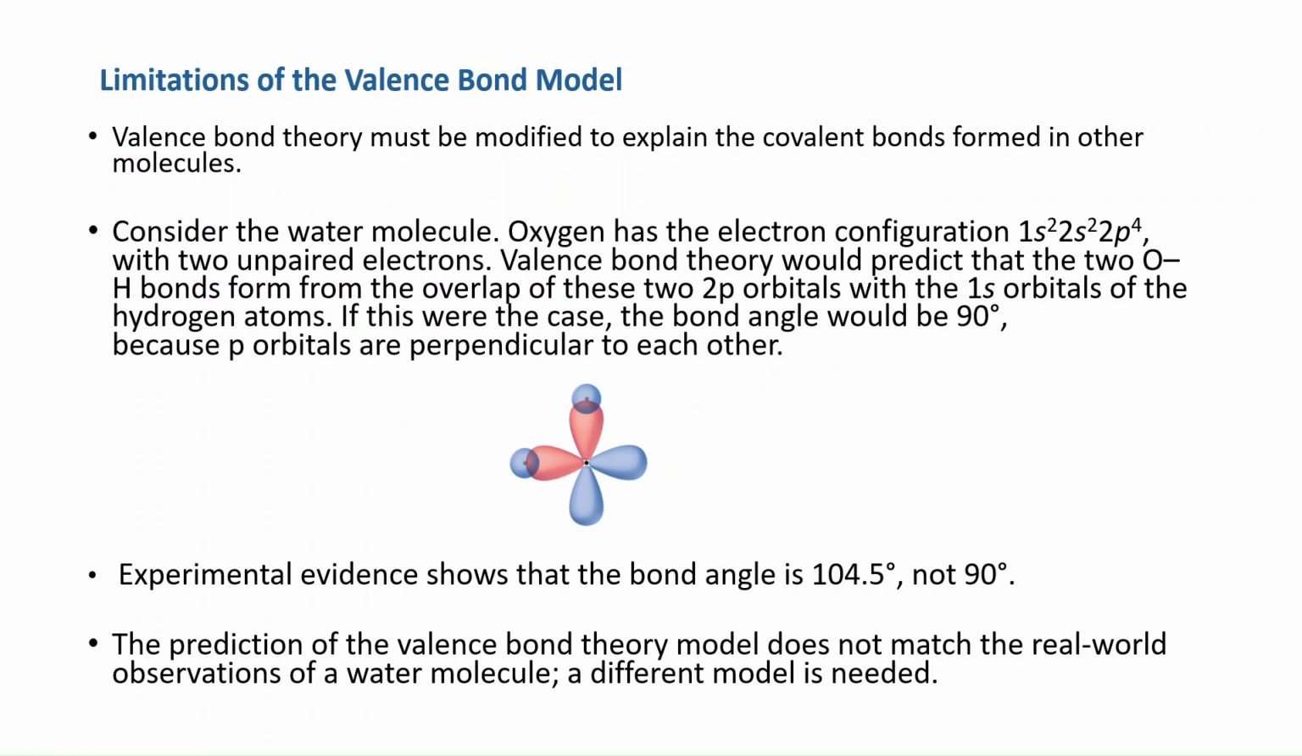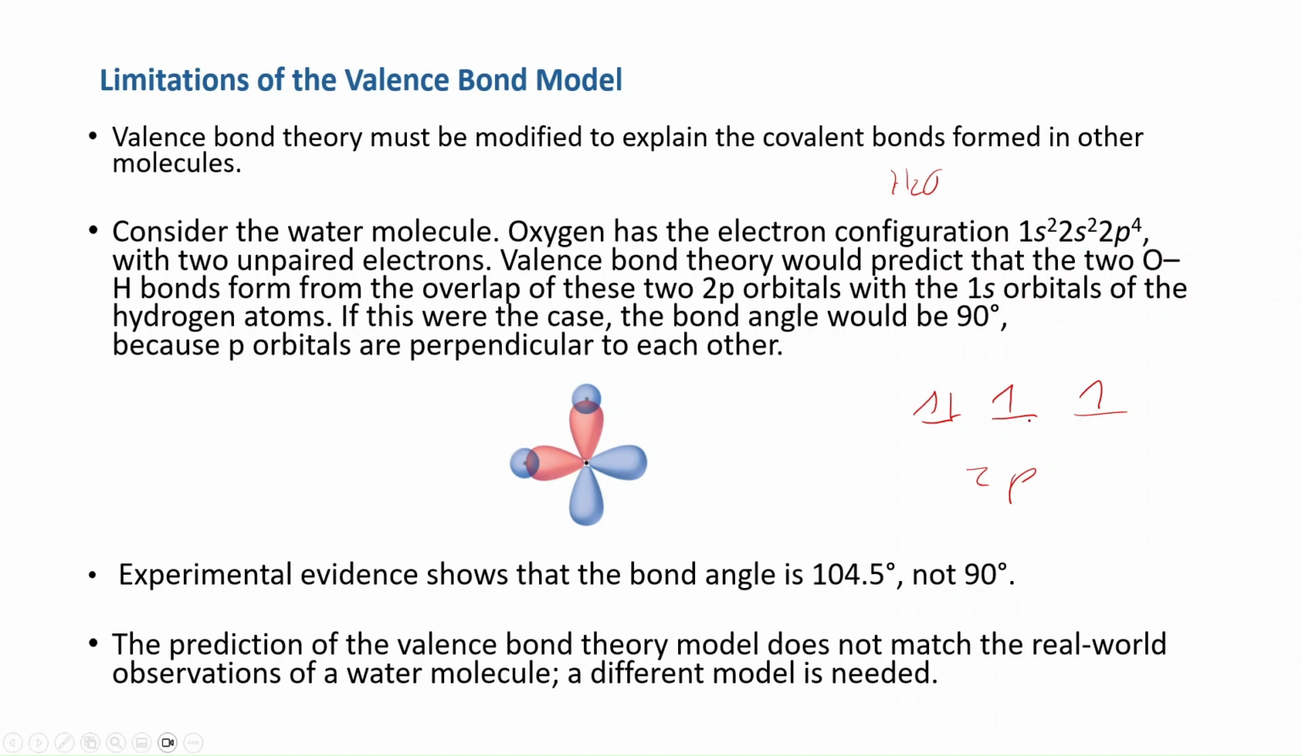Like I said, there are many limitations to the valence bond model, okay? It's really good to explain diatomic molecules, single bonds, but then when you get into more complicated molecules, you start running into trouble. Think about water, H2O. You look at the electron configuration of oxygen, 1s2, 2s2, 2p4. That means you're going to have 3 p orbitals, 3 2p orbitals, and 4 electrons, so you have 2 orbitals that have unpaired electrons.